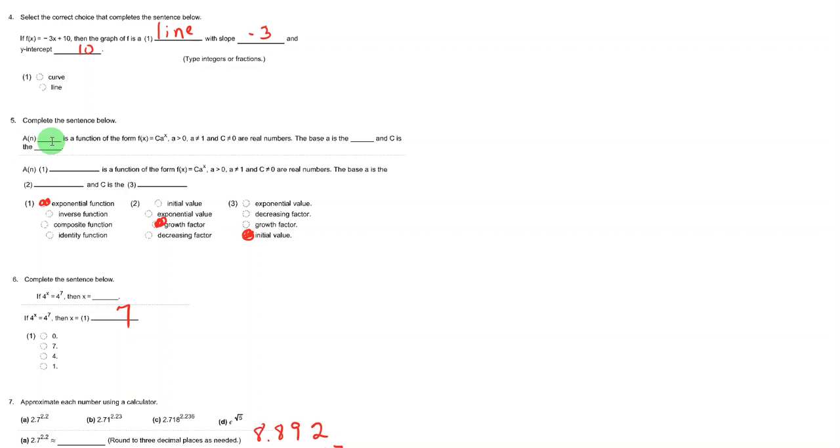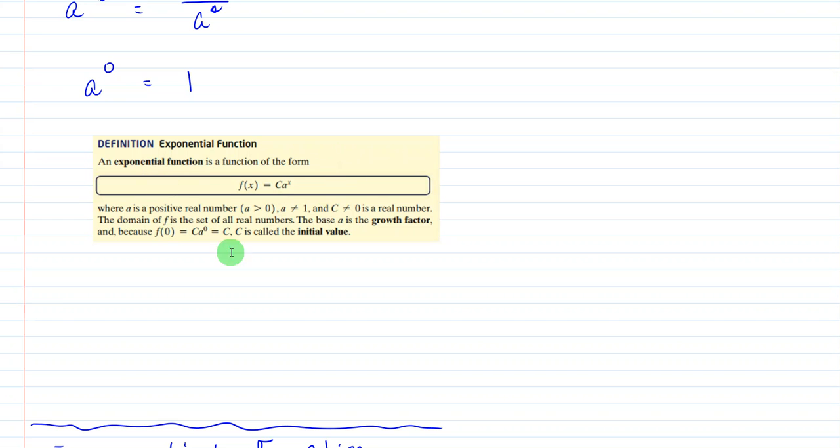Number 5, you're filling in. A blank is a function of the form f of x equals c a to the x. The base is the blank, and c is the blank. So I want to go back to the notes for just a minute because I mentioned it briefly, but it's going to help you answer this question. If we go back to the notes, in here it says the base A is the growth factor and C is called the initial value. That may help us answer that.